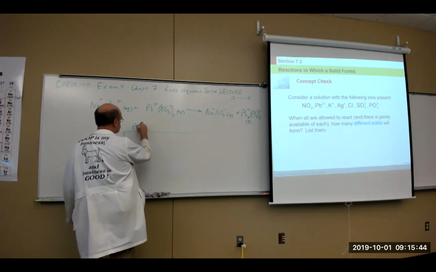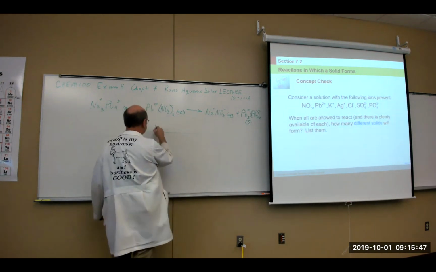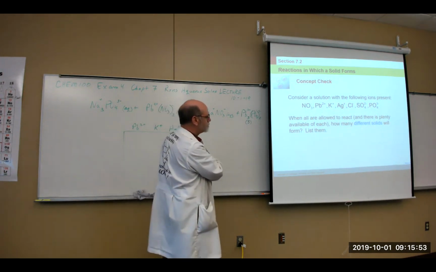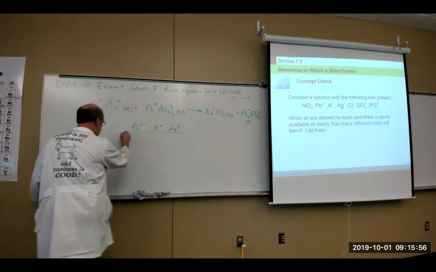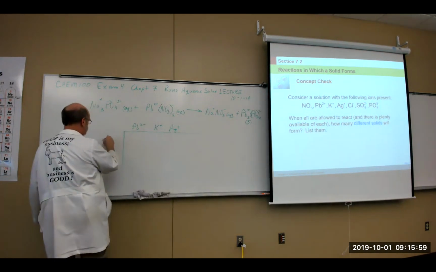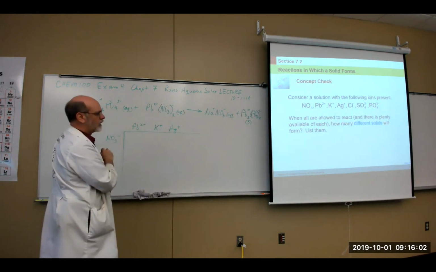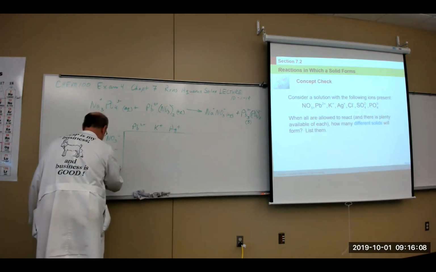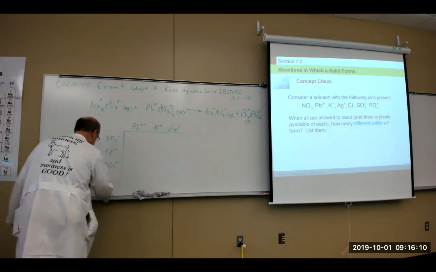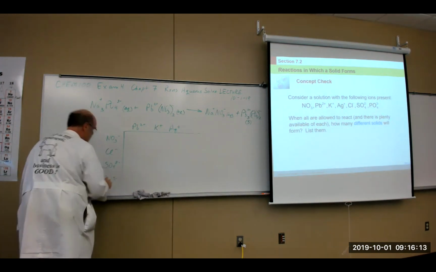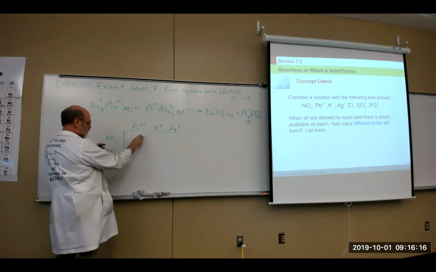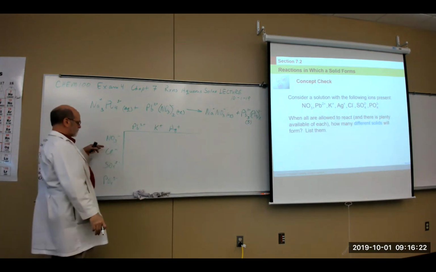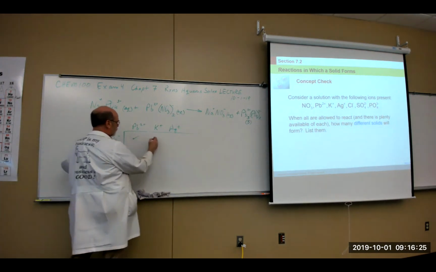So we got lead 2+, potassium, silver, and that's it for the cations. And down this side, we put our anions: chloride, sulfate, and phosphate. And then you go to each one of these where they interact and say, all right, are they soluble? So we know that all nitrates are soluble. Soluble, soluble, soluble.